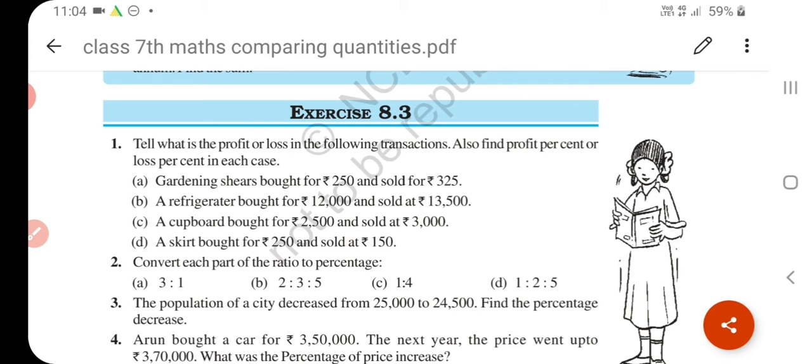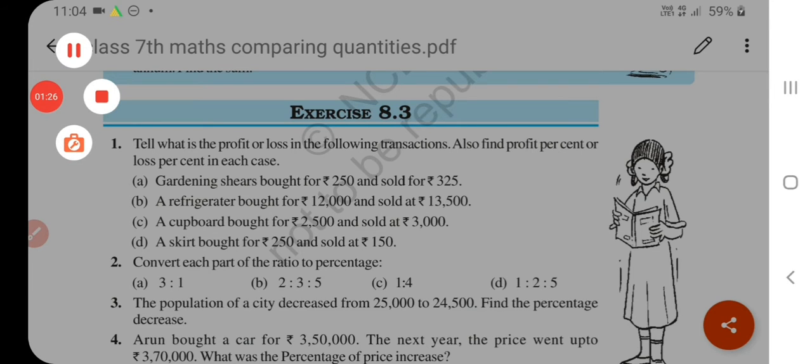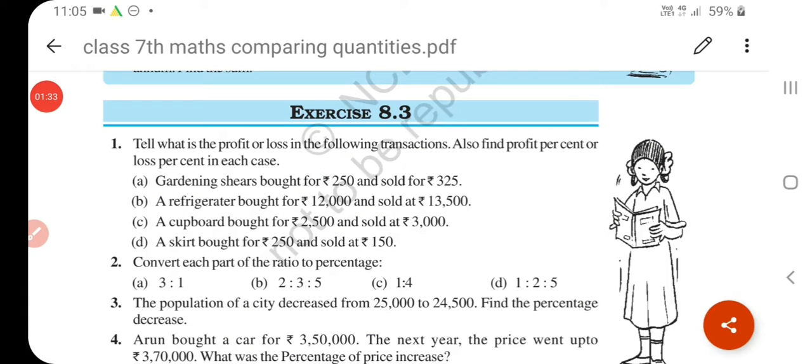And then we learn how to convert percentage into fraction, fraction into percentage, decimal into percentage, and percentage into decimal.